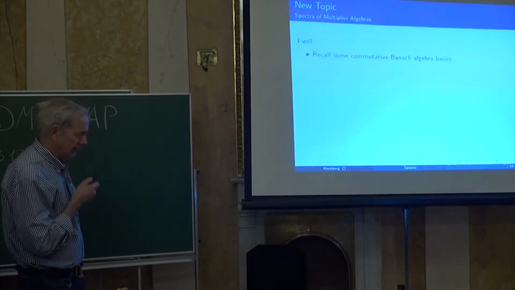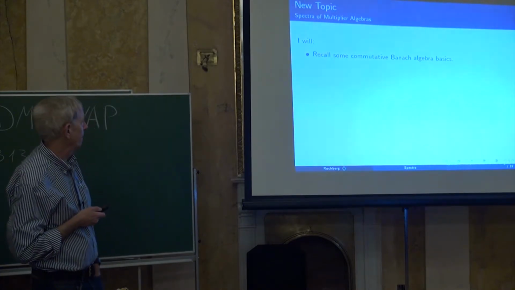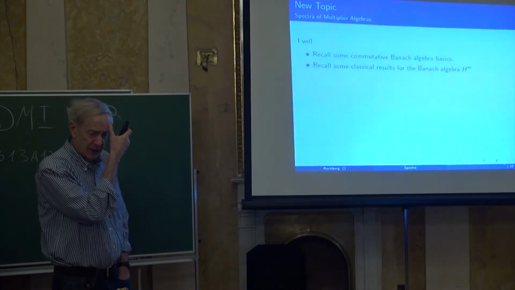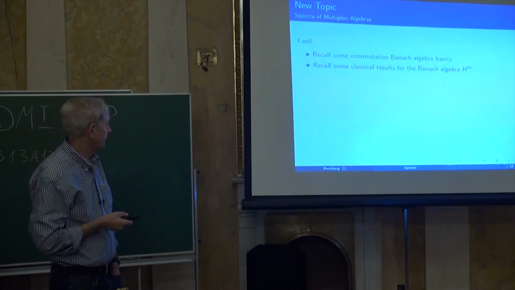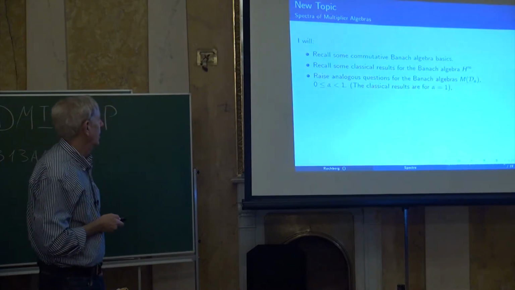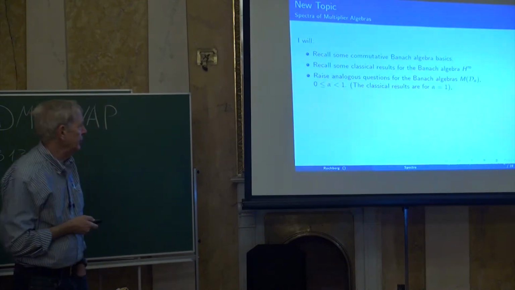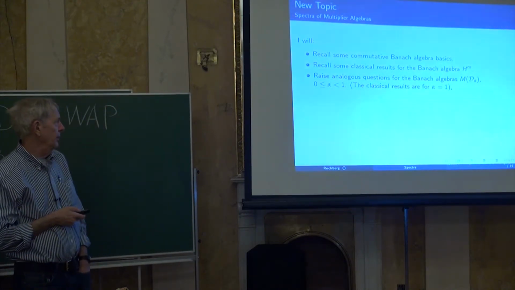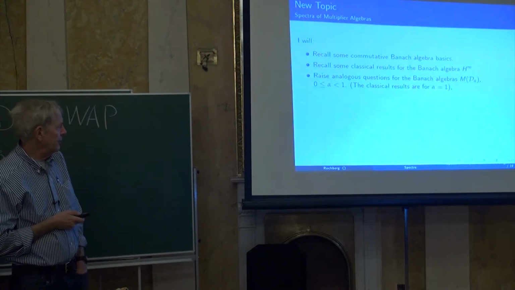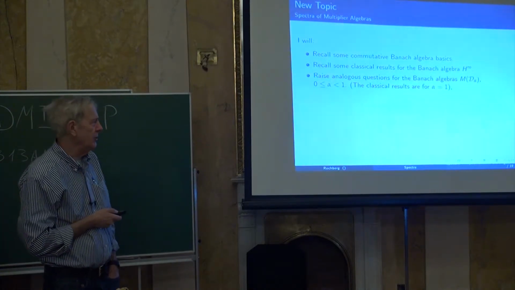So I will first remind you a bit about commutative Banach algebras, and then recall some classical results for the Banach algebra H infinity, which is the multiplier algebra of the Hardy space. Then I want to raise analogous questions for the multiplier algebra of the Banach space D sub alpha, these generalized Dirichlet spaces.